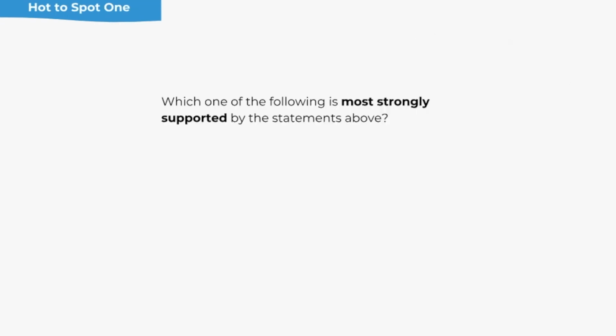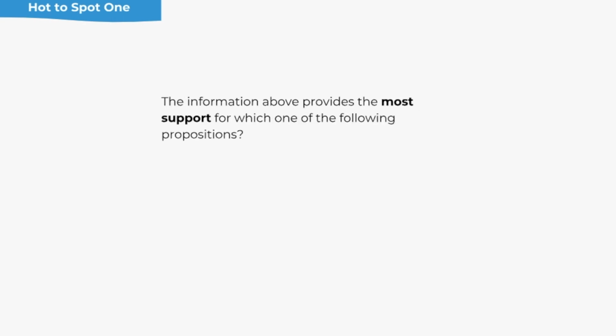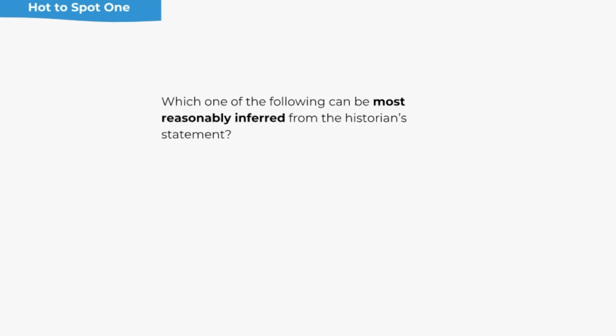So the way you spot a most supported question is in the question stem itself, and you're looking for language that suggests that the answer choice is being supported by the statements above, so that the statements support the answer choice. And that's how these questions get their name. We're looking for the answer choice that is most strongly supported by the statements above. Or potentially, the information above provides the most support for which one of the following. Or which one of the following can be most reasonably inferred from the historian's statements.